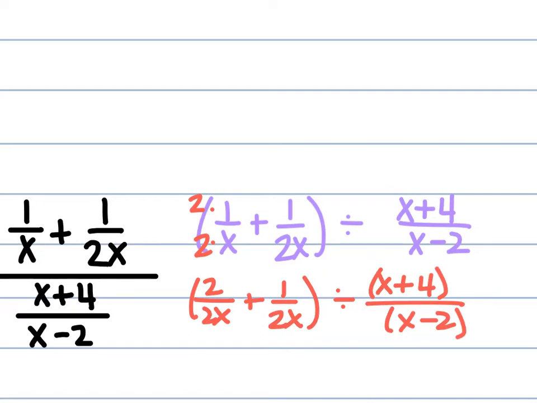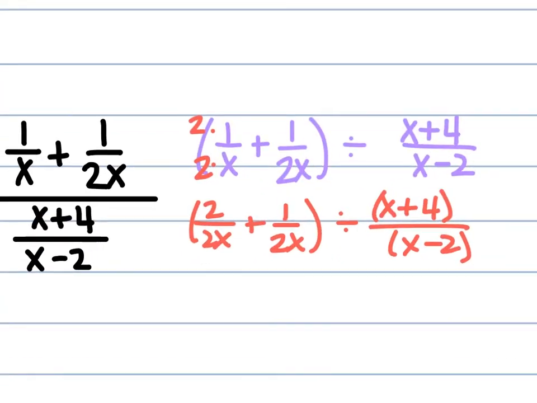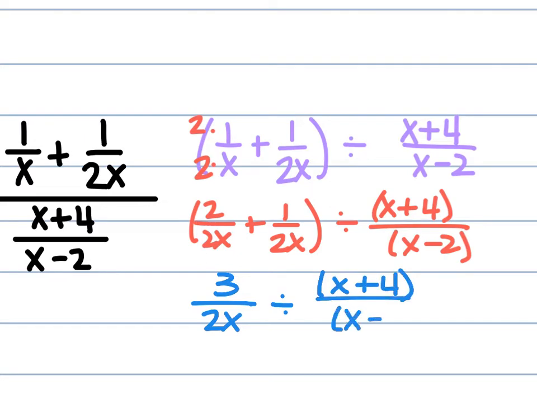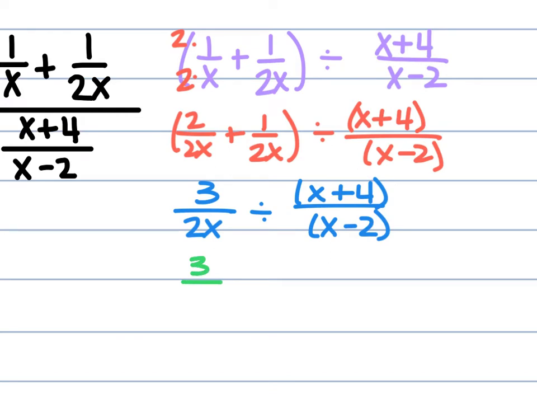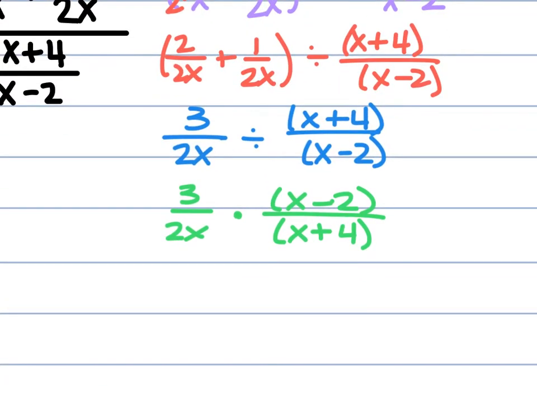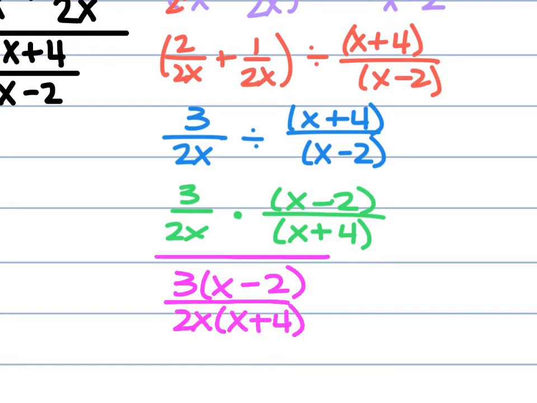The 2 plus 1 is 3, so this is going to become 3 over 2x divided by x plus 4 over x minus 2. From here, we're going to keep, change, flip, so 3 over 2x times x minus 2 over x plus 4. We cannot simplify before we multiply, so this is just going to be 3 times x minus 2 over 2x times x plus 4.